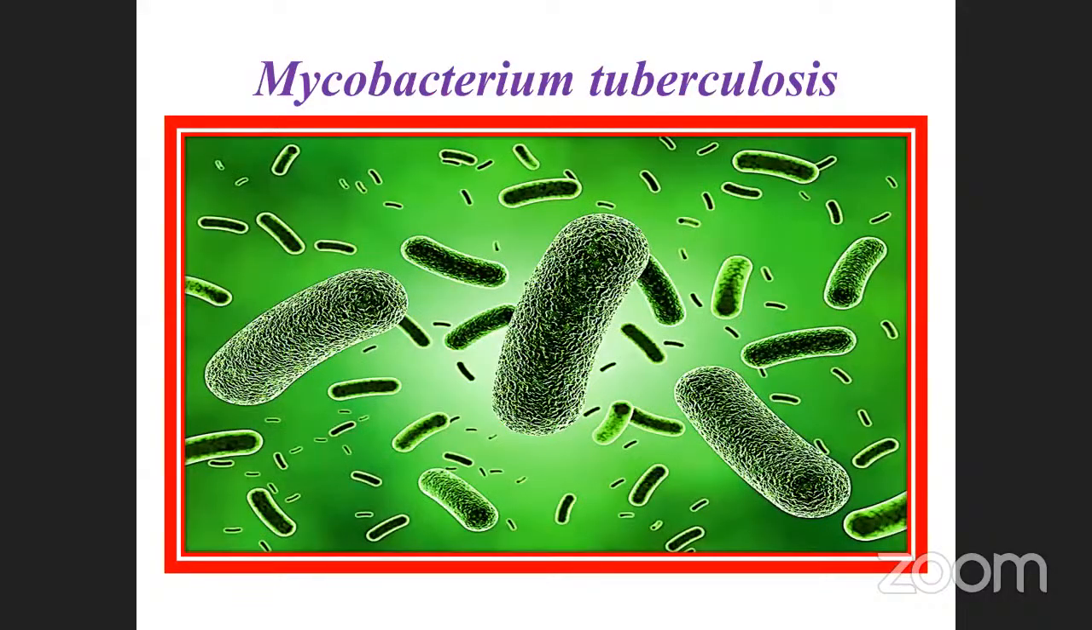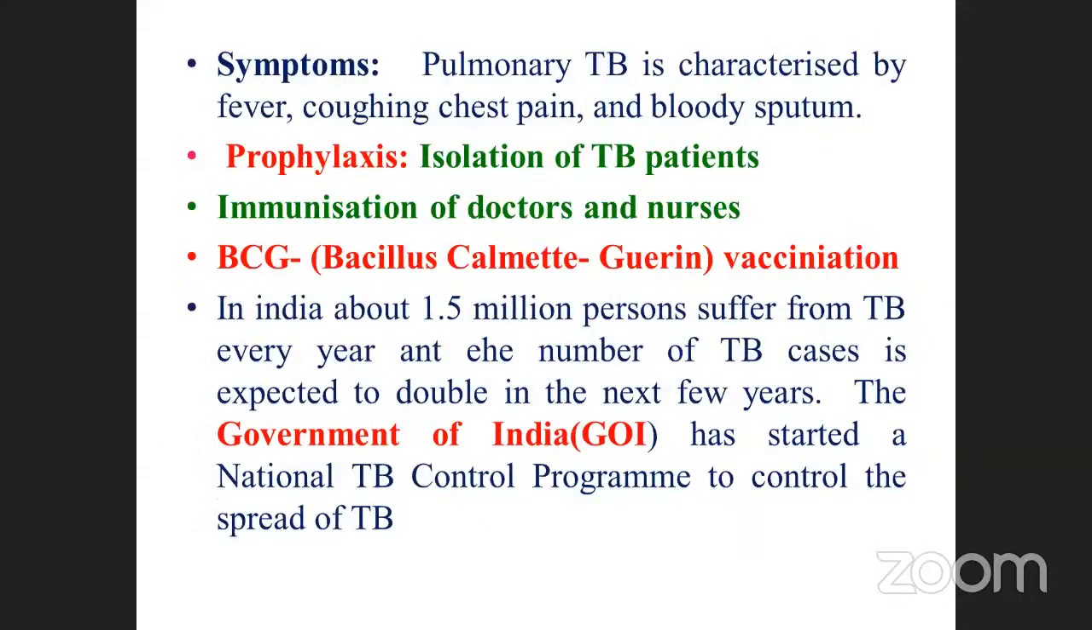See the Mycobacterium tuberculosis, this is the bacterial structure. See the rod-shaped tuberculosis bacillus. Symptoms of pulmonary TB: why is it called pulmonary? Because blood vessels are also present in the lungs, and swelling happens. TB is characterized by fever, coughing, chest pain, and bloody sputum. Bloody sputum is nothing but blood; when you cough, the sputum also comes out with the blood.